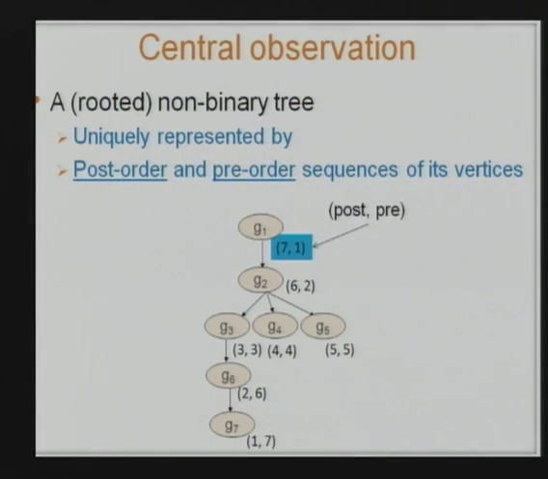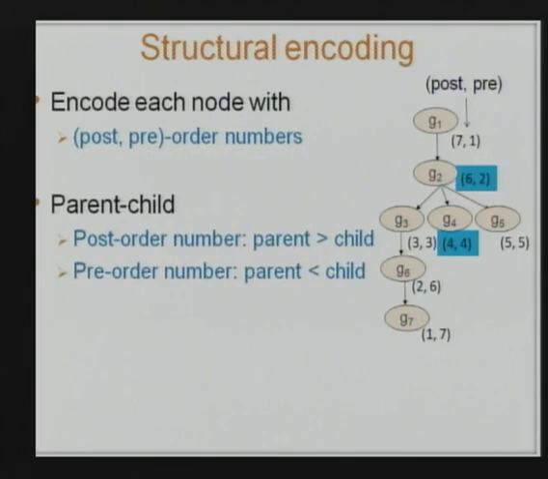What it means is that the pre-order and post-order numbers inherently represent a signature of the structure of the tree. We are going to use that property. For example, the number 7 is the post-order number of G1 and number 1 is the pre-order number of G1. So the pair means post-order number and pre-order number; that's the convention we have been using. So what we do is encode each node with post-order and pre-order numbers. That requires only one depth-first traversal.